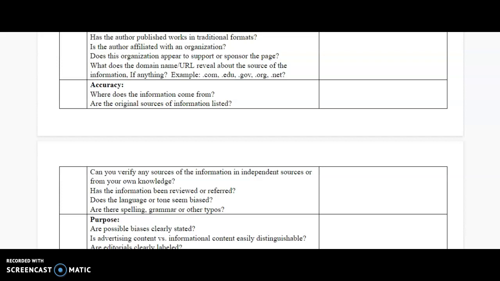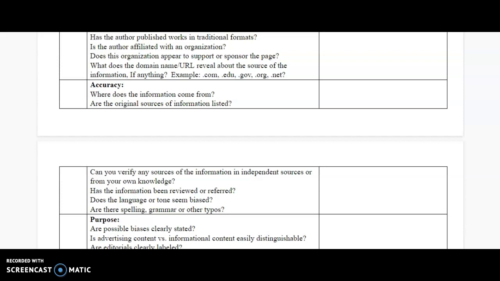What does the domain name, the URL, reveal about the source? So is it educational? Is it commercial? Commercial, you definitely have a cost-benefit analysis on them giving you the correct or fully accurate sources. Okay, is it a government source? They're usually generally more accurate, and so on. Where does the information come from?